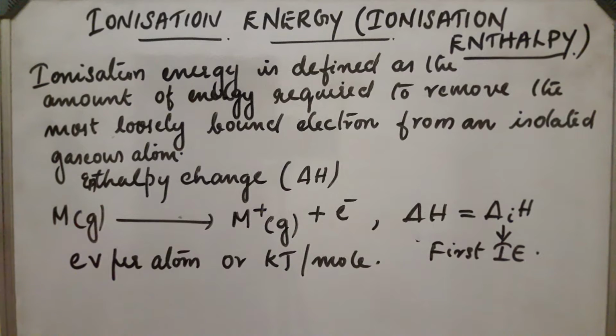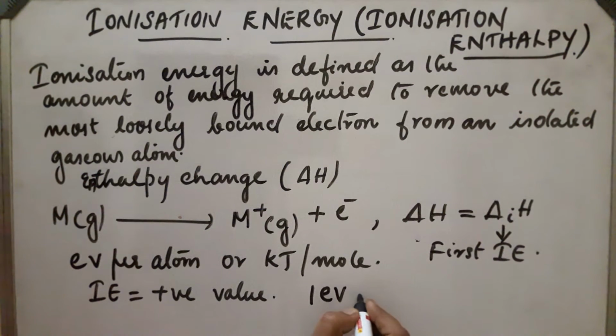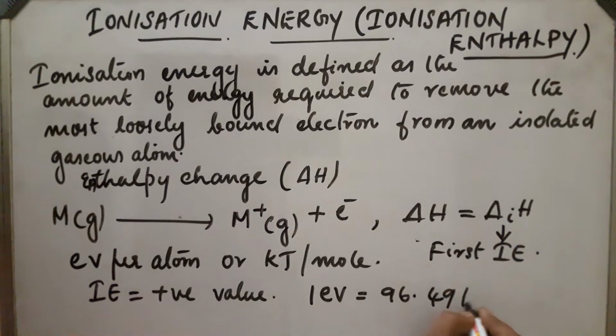Since energy is required during this process, the ionization energy will always be a positive value. And 1 electron volt equals 96.49 kilojoule per mole.